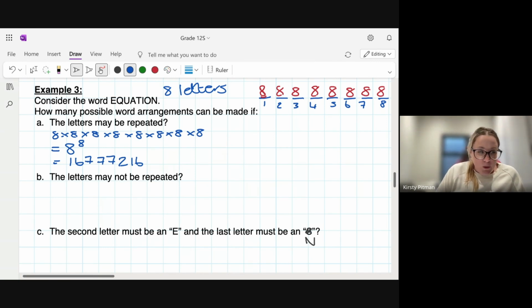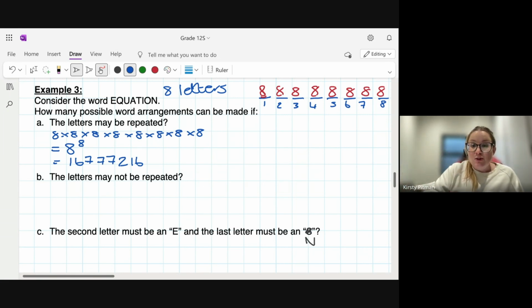Okay, now what happens if the letters cannot be repeated? So I've just calculated my first one. It was beautiful. Now they're saying to me the letters can't be repeated. So when the letters can't be repeated, what do we need to do? We need to arrange 8 unique letters. In other words, if I use the E, I can't use the E again in the second space. If I use the Q in the second space, I can't use the E or the Q in the third space because I've already used them.